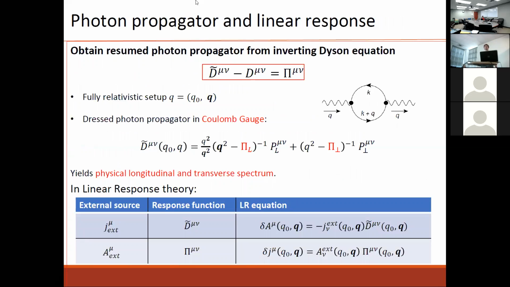So technically, what is it that we're doing? It really comes down to inverting the Dyson equation for the photon propagator. So D tilde is the full resummed propagator, D is the free propagator. As I said, we're aiming to work in a fully relativistic setup, which is certainly appropriate for leptons in the core.